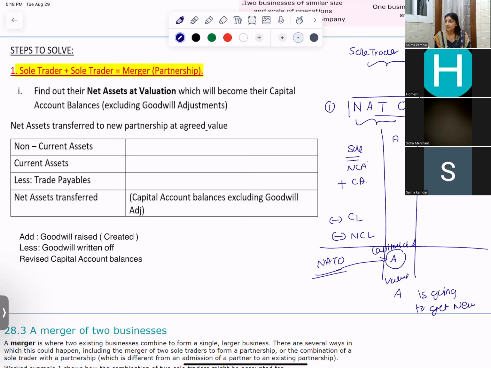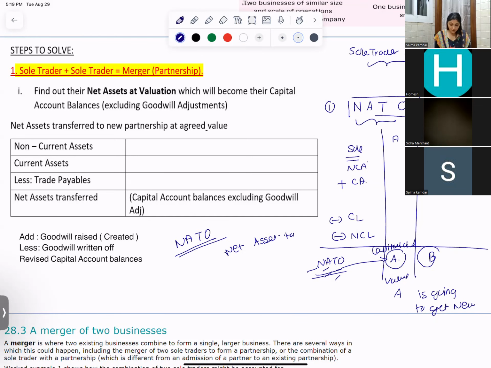Then you will calculate the same thing for B. Non-current assets taken over, current assets taken over, minus the current liability, minus the non-current liability, gives you the net assets taken over, NATO. So you get the capital account balances of A and of B, which together become the capital of the partnership.